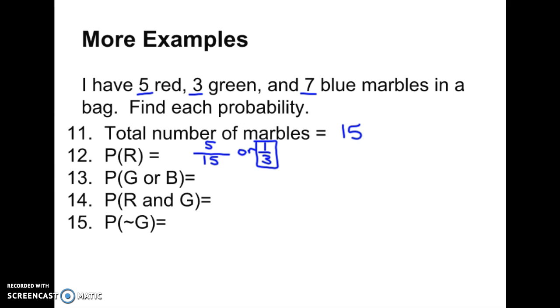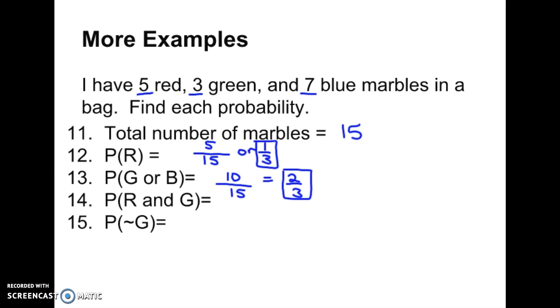Number 13 is an or question. Things are not overlapping, so this one's pretty logical. Out of the 15 marbles in the bag, it wants to know the probability of getting a green or a blue. Well, there's 3 green ones and 7 blue ones, so altogether there's 10 marbles that you could get out of the bag that are green or blue. 10 marbles that are green or blue because there's 3 green and 7 blue. So that would reduce down to 2/3.